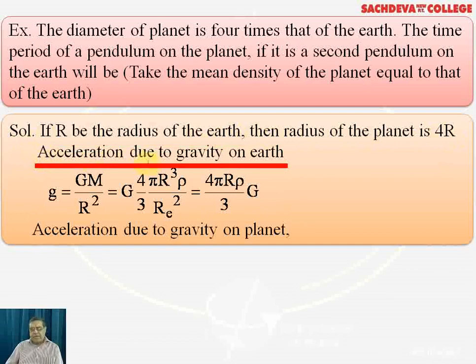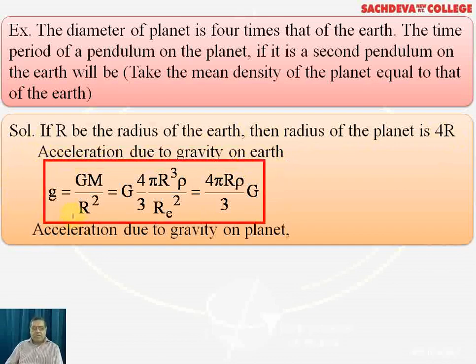Another thing, acceleration due to gravity on Earth, small g, is calculated by GM over r square. Now we kept G as it is, and for mass we have kept density. We know that mass is density into volume, and r square is kept as re square. Volume of Earth will be taken as 4 by 3 pi r cube, and density is taken as rho. So this is equal to 4 pi r rho G divided by 3. 4 over 3 can be written as 1.33.